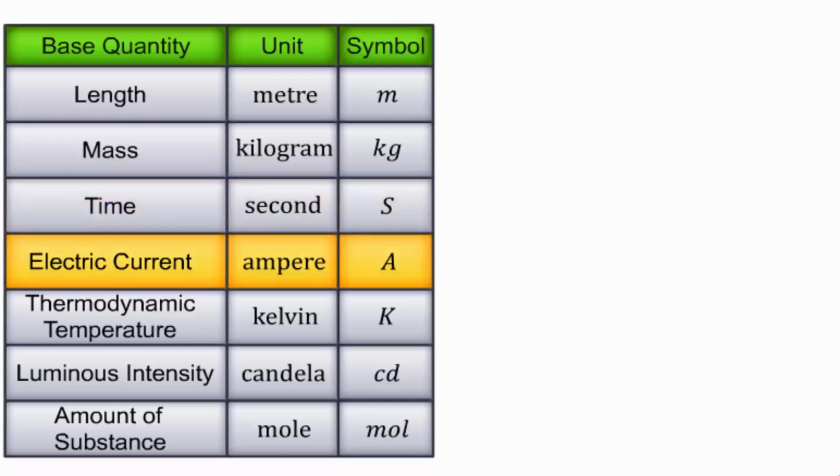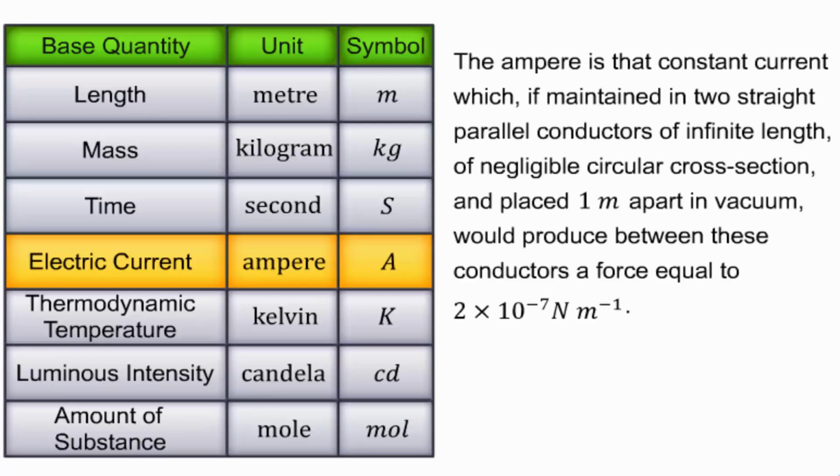Electric current is measured in ampere, denoted by the capital letter A. An ampere is that constant current which, if maintained in two straight parallel conductors of infinite length, of negligible circular cross-section and placed 1 meter apart in a vacuum, would produce between these conductors a force equal to 2 multiplied by 10 raised to the power -7 Newton per meter length of the conductor.